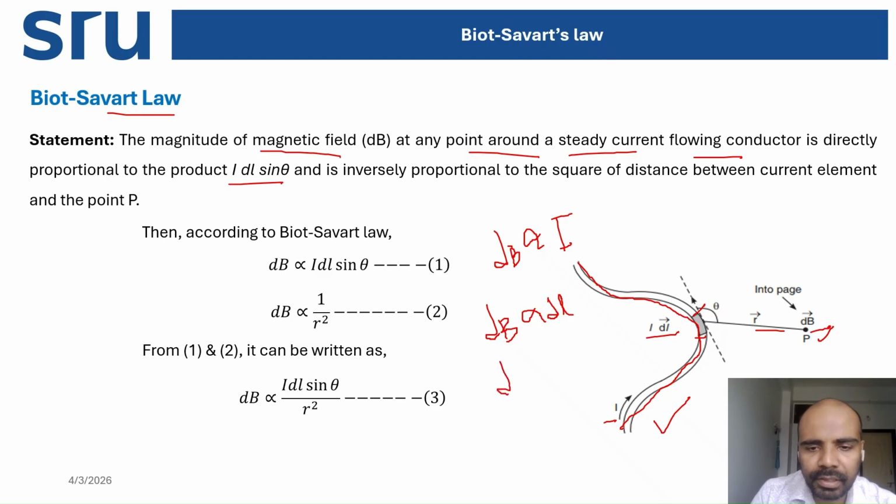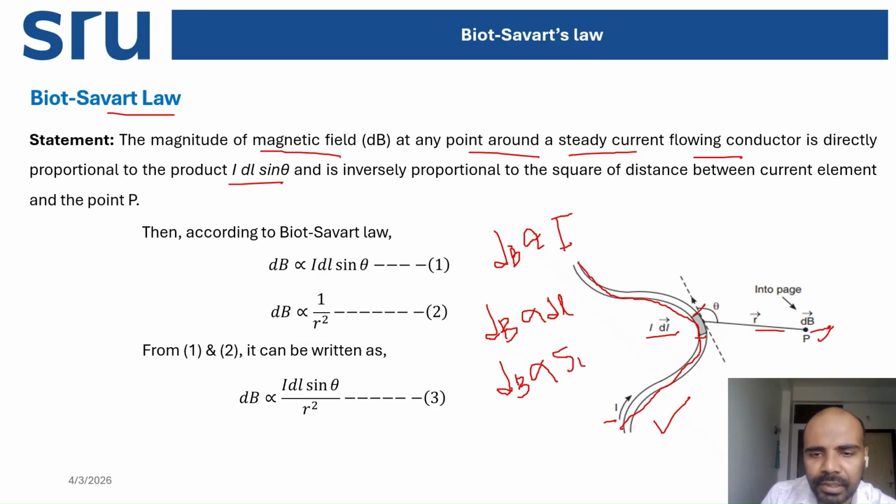dB, that is the magnitude of the magnetic field, is also proportional to the angle between the current element and the radial vector to the point P, right? This R is also called the radial vector or the radius vector. So theta is the angle between the current element and the radial vector to the point P, right? So it is also proportional to sine theta.